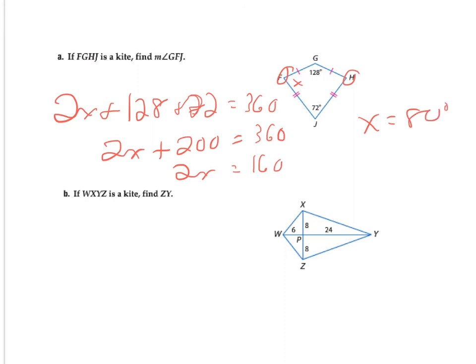In the second problem, WXYZ is a kite. Find ZY. Okay, we know that the diagonals are perpendicular. So this side is perpendicular to this side of my diagonal. Find the length of ZY. Well, we're going to have a right triangle, because that's a right angle. So now I know that 8 squared plus 24 squared is equal to x squared. I'll let you guys do the math yourselves.